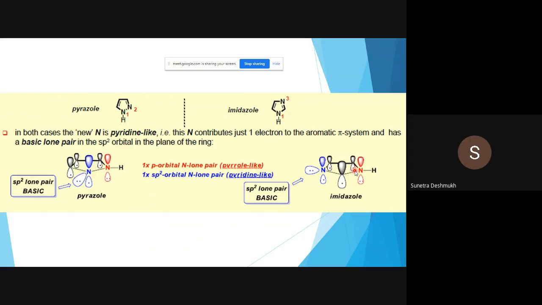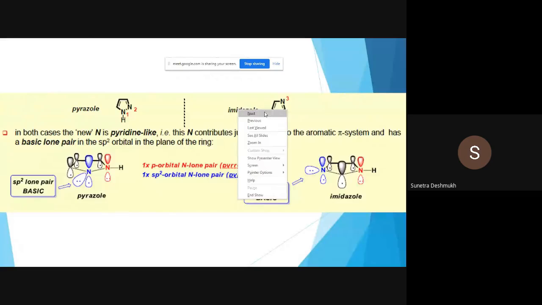carbon atom or nitrogen atom. So these p orbitals are all in one plane, and this sp2 hybridized orbital is present perpendicular to the remaining p orbitals. That's why this lone pair is easily available for protonation. So this is the scene regarding pyrazole and imidazole. So remember all these things carefully.